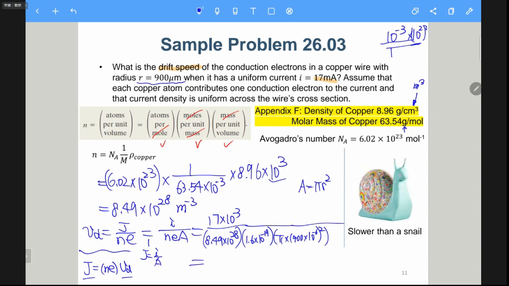So the value will be 4.9 times 10 to the minus 7 meter per second, which is really, really low. So I put it here. Lower than a snail.